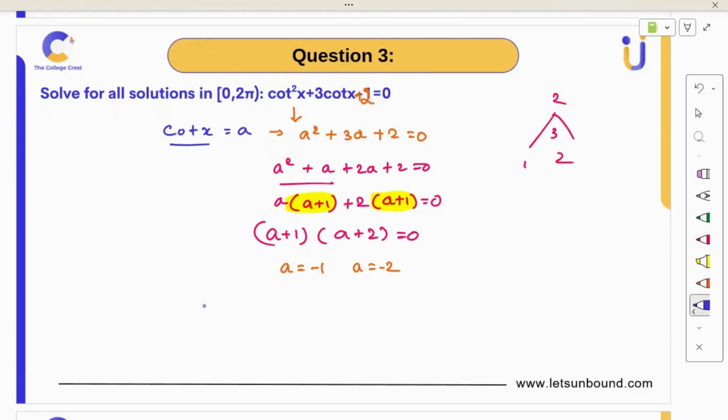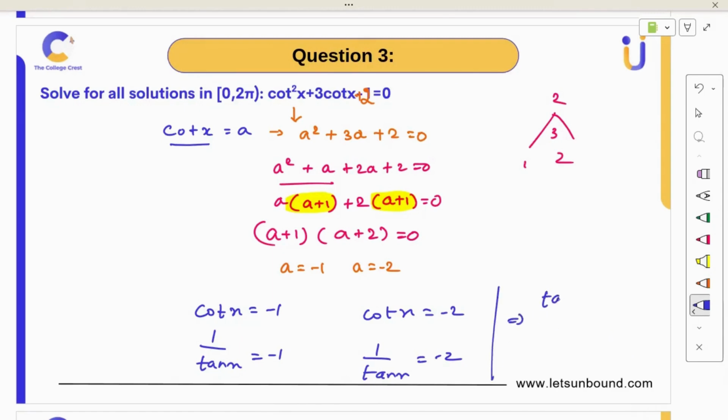What is my a actually? Cot x. Cot x is negative 1, cot x is negative 2. I'm going to change this into tan form. 1 by tan x is negative 1, and 1 by tan x is negative 2. So this will be converted into tan x is negative 1 and another tan x is negative 1 by 2. So I have to solve this equation. I know the properties of tan, right? So this is the first thing: we make them into a simple quadratic, solve for it, then we replace a with cot x and then we convert it to tan form.